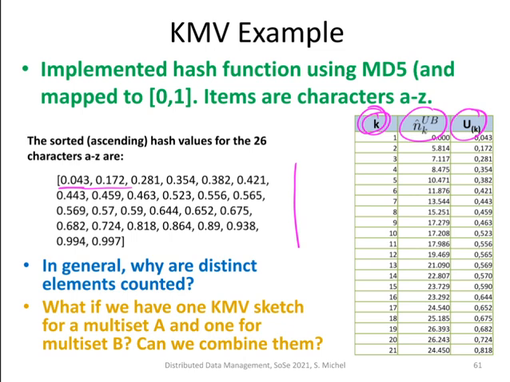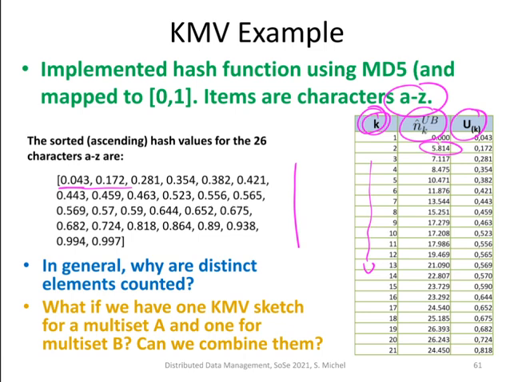So let's see what the table tells us. Of course, the perfect estimate would be 26, because we have the characters A to Z. You see that in the beginning the estimate is quite bad. We get an estimate of 5.8, which is quite far off, but as you increase k, the estimate is getting better and better.